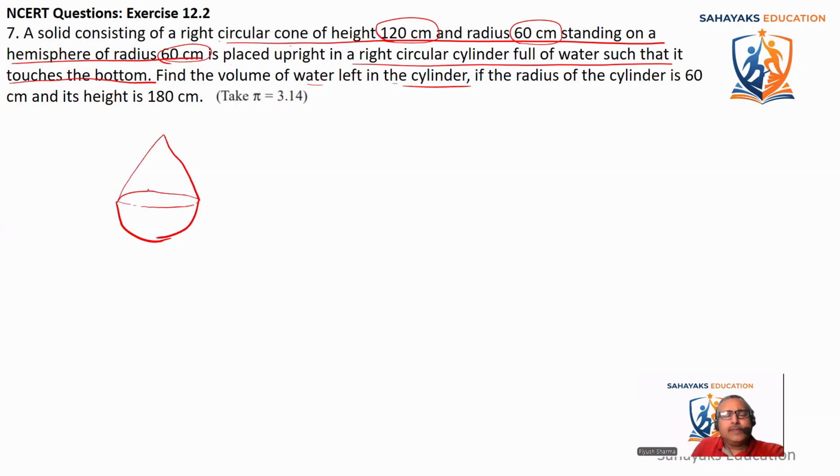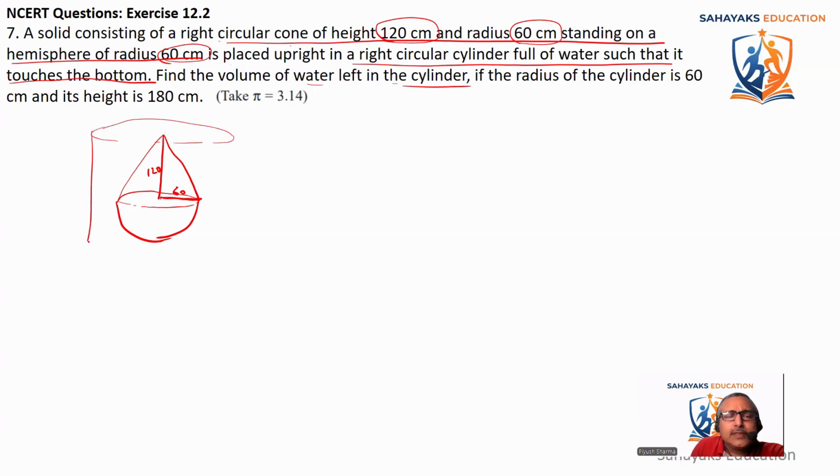Okay, the cone has a height of 120 centimeters. So this is 120. The height of the cone is 120. And the radius is 60 centimeters. Standing on a hemisphere of radius 60 centimeters. So again, the radius of the hemisphere is 60 centimeter, and it is placed upright on a circular cylinder. So this is cylinder here.